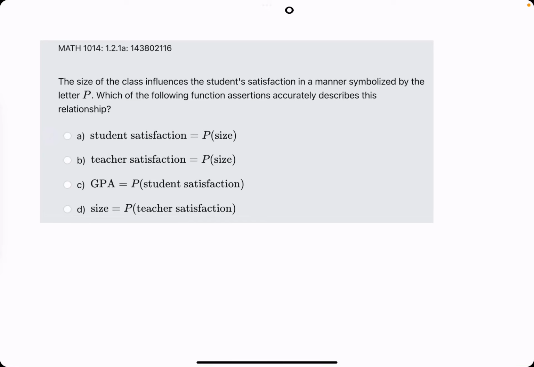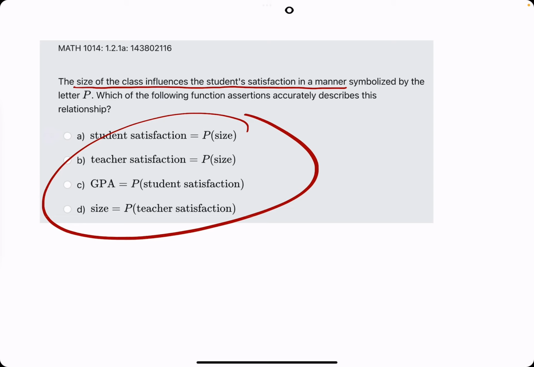Okie dokie. In this problem, they say the size of the class influences the student's satisfaction in a manner symbolized by the letter P. Which of the following function assertions accurately describes this relationship? So the idea is basically to take this statement and translate it into a function representation.